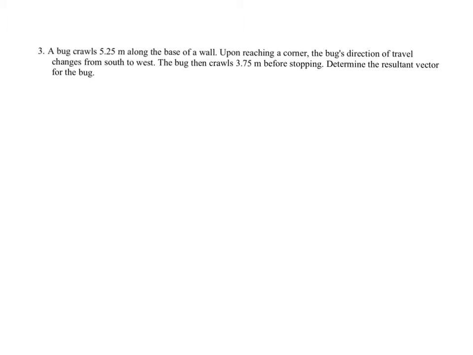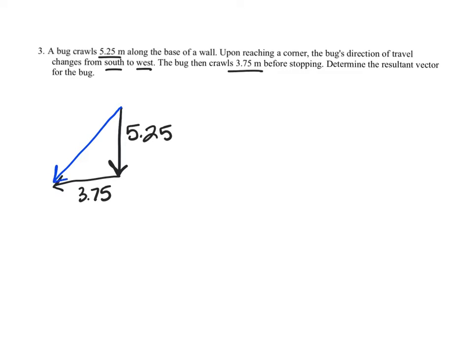So your bug is going 5.25 meters, and it's going south, so we're going to go south, and then it says it turns the corner and starts going west, and then goes 3.75. So 5.25 south, then it's going to turn at that corner and go west 3.75 meters, right? So then we want to draw our resultant vector. That's going to start where we first started and end where we ended.